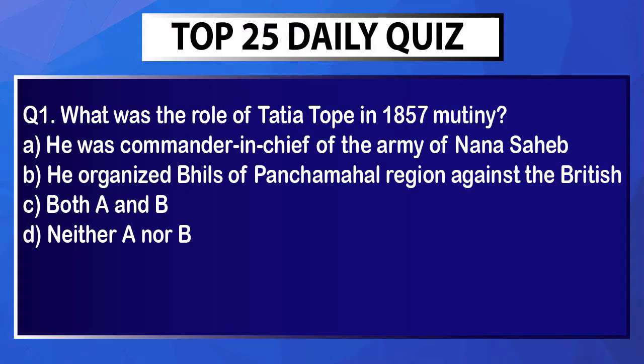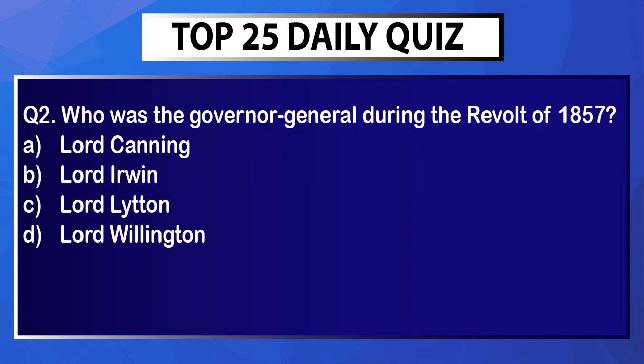Question first. What was the role of Tatya Tope in 1857 mutiny? Option A. He was Commander-in-Chief of Army of Nana Sahib. Option B. He organized Bhils of Panchamahal region against the British. Option C. Both A and B, or option D. Neither A nor B. The correct answer is option C. Both A and B.